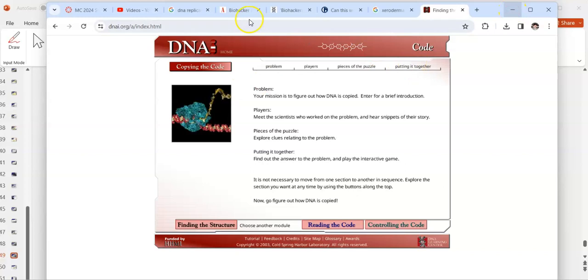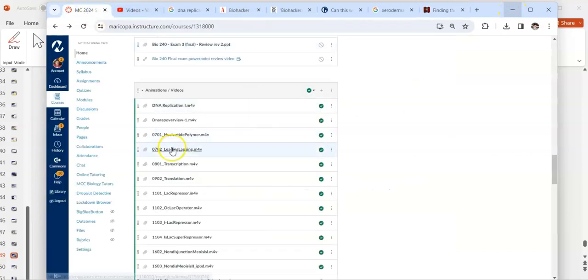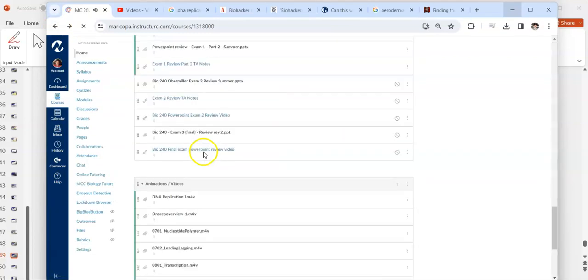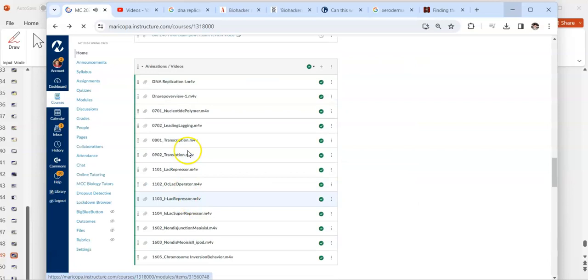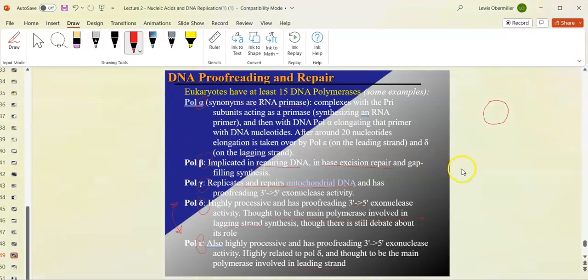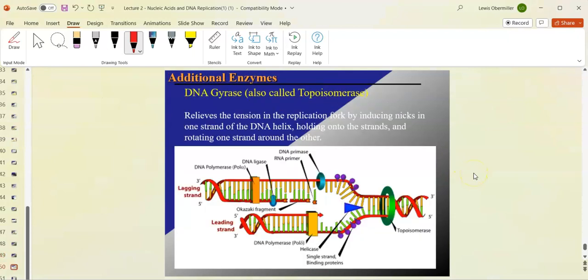What is this? Oh, before I do that, there are other videos on here on replication that you can go through if it helps you. All of these are on nucleotide polymerization, leading and lagging strand. So all four of these videos have to do with DNA replication, so if you have any questions about it, they can help you.